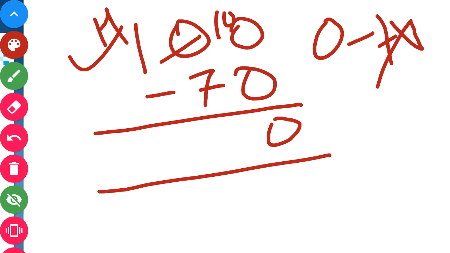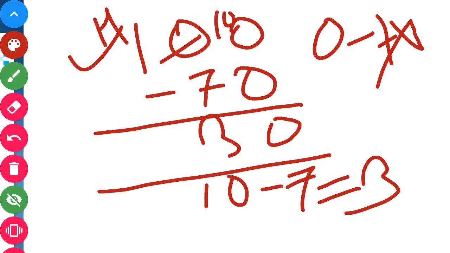Now 10 minus 7, how much will we get? At tens place we are having 10 and we have to subtract 7 from that. So 10 minus 7, we will get 3. And this 1 will become 0. So 30. If we add 30 to 70, we will get 100. So 30 plus 70 is equal to 100.